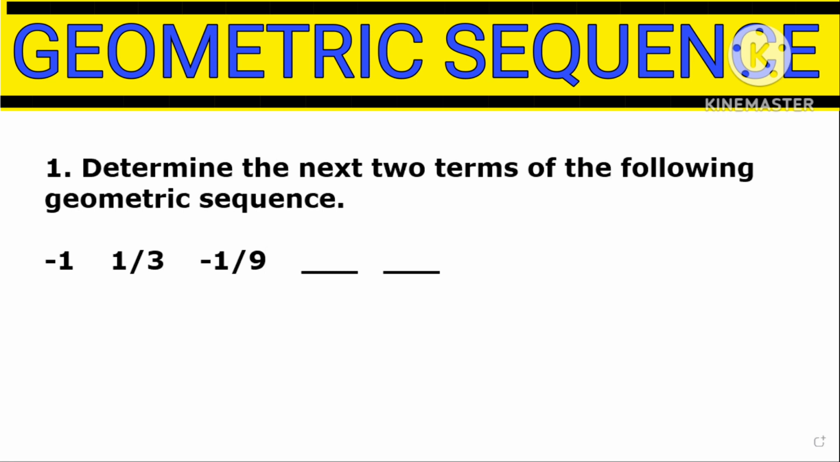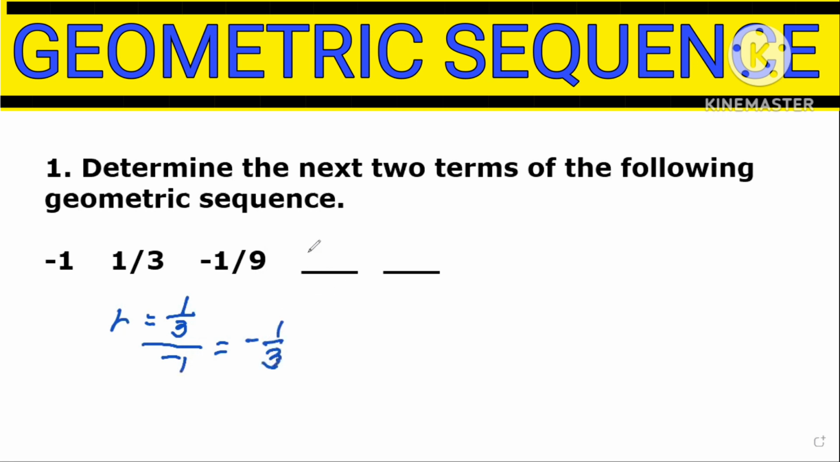Let us choose negative 1 and 1/3. By the way, we divide the succeeding term to the preceding term. Yung sinusundang number ang i-divide doon sa sumusunod, no? So, to solve for r, we divide 1/3 by negative 1. So r is equal to 1/3 divided by negative 1 or negative 1/3.